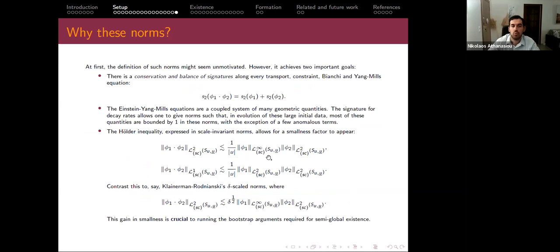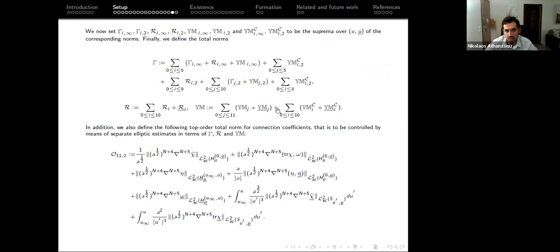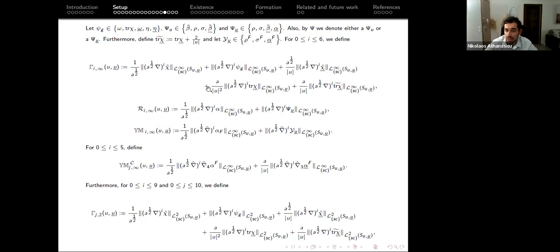So why use these norms? It might seem unclear, but the way that these norms are built, they achieve two important goals. The first one is the conservation of signatures and the balance of signatures along every transport, every constraint, every Bianchi and every Yang-Mills equation. Moreover, as I explained for the Einstein-Yang-Mills equations, we hope to give norms such that in evolution of these large initial data, most of these quantities are bounded by one in these norms, with the exception of a few anomalous terms, such as, let's say, trace chi here, but for which we still have an expected behavior.